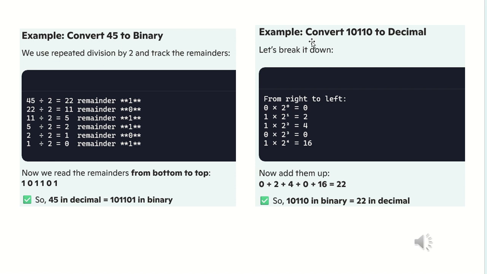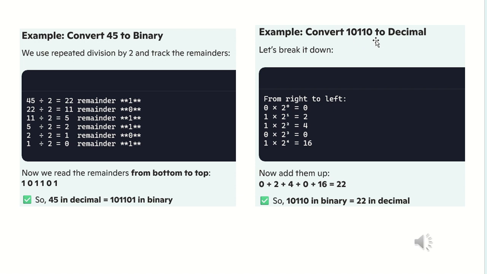Now let's see how to convert a binary number to decimal. We have to first note down the place values. For example, this 0 has the place value of 0. This 1 has a place value of 1. The next 1 has a place value of 2. The next 0 has the place value of 3. And the next 1 has the place value of 4.